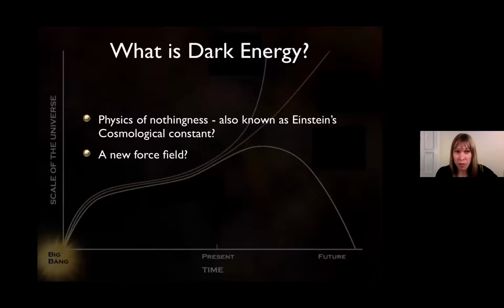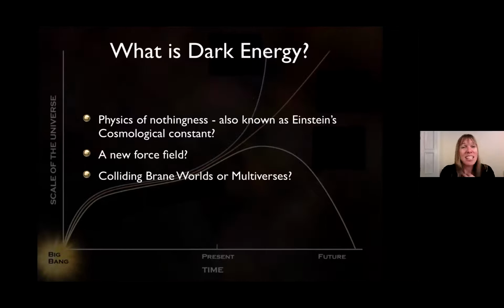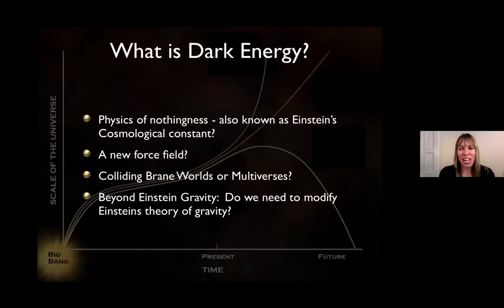It could be a new force field. So we know that in the very, very early universe, it experienced a very rapid period of inflation that came from the unification of the four forces that we know and love now. Maybe there's a fifth force out there. Colliding branes or multiverses. Maybe there's another dimension out there that is interacting with our four dimensions. Maybe there are multiple universes and we just happen to be in a freaky one. Maybe our theory of gravity is wrong.